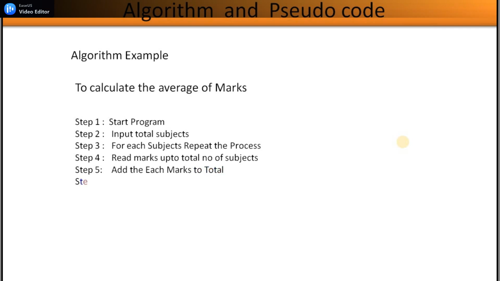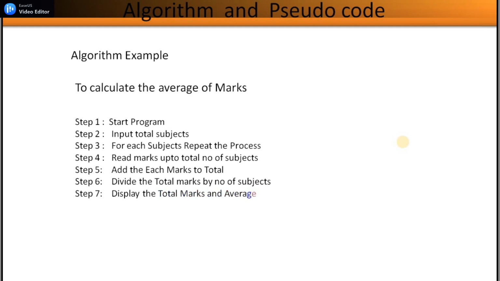Then step 6, divide the total marks by total number of subjects. Step 7, display the total marks and average of marks. Please note the format of the algorithm. These are simple English with a description of the control flow of the program. Finally, end program should be placed there.